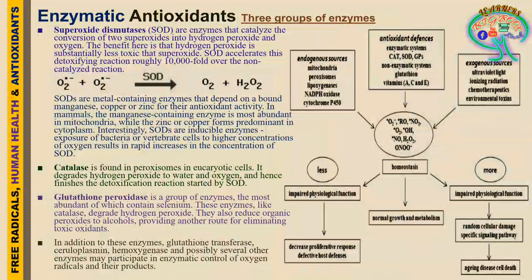These are the three groups of enzymes. Now here again in this diagram you can see these are the free radicals and these are the endogenous sources of free radical formation. Okay, and here this is the antioxidant defense which is going to act, like catalase, SOD, superoxide dismutase, glutathione and non-enzymatic systems like glutathione, vitamins A, C and E. Now here this is going to reduce this. And exogenous sources like ultraviolet light and ionizing radiation are going to cause the formation of this. Now all these are going to create a homeostasis.